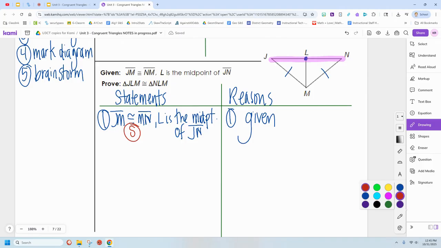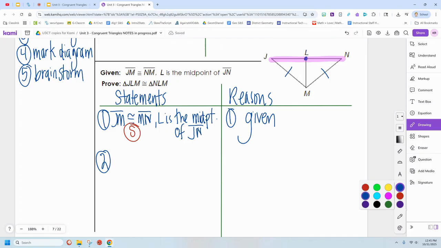All right. Mr. Luca, you can give me one thing you want me to do in the proof. Go. Okay, so if it's a midpoint of something, it splits it in half, which means JL is congruent to LN. So okay, pause there for me. Good. So you're right, 100% right.